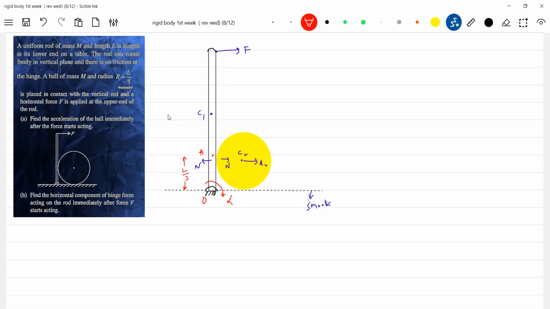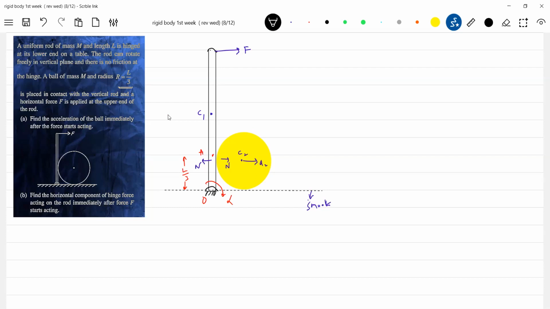Find the acceleration of the ball immediately after the force starts acting. Find the horizontal component of the hinge force acting on the rod. F starts acting, so there's some hinge force also there, he's asking. So let's first calculate the acceleration. We'll see what all we can get. Any constraint equation? Acceleration of ball is equal to L by 3 alpha.